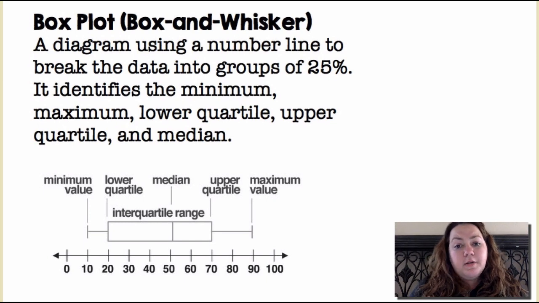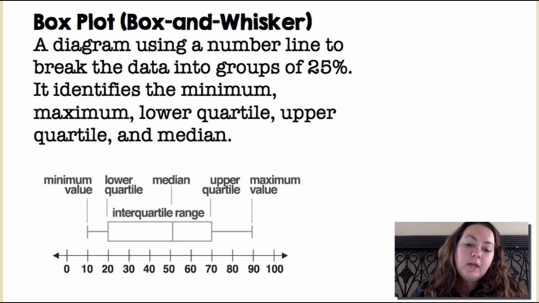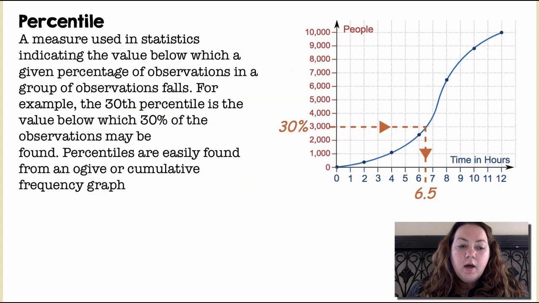The lower quartile is often called quartile 1. The upper quartile is often called quartile 3. The median is actually quartile 2, but we don't usually call it that because the median makes more sense.